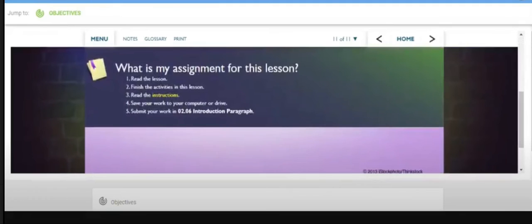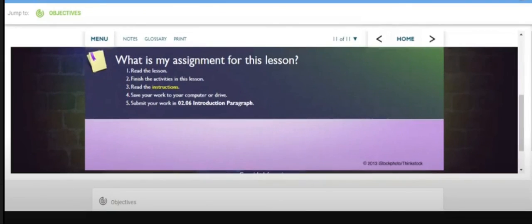What is my assignment for this lesson? Read the lesson. Finish the activities in this lesson. Read the instructions. Save your work to your computer or drive and submit your work in 2.06 introduction paragraph.